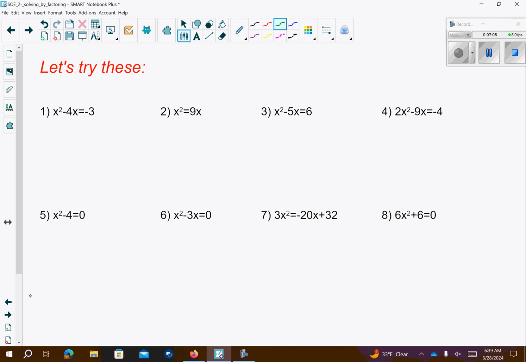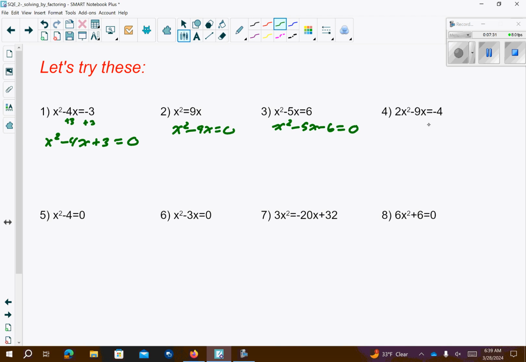Here's the problem. They're not equal to 0. So you want to make them equal to 0 first. So I'm going to add 3 to both sides. So I get x squared minus 4x plus 3 is equal to 0. And then we're going to go ahead and factor that. This one I would want to subtract 9x from both sides.